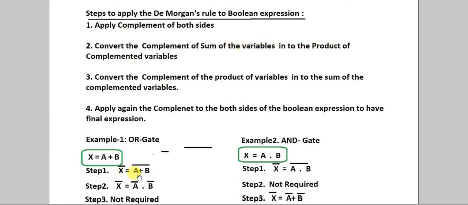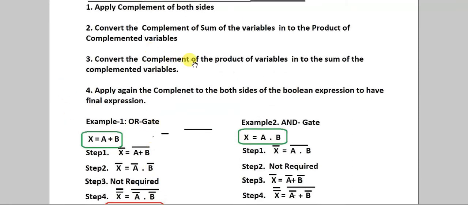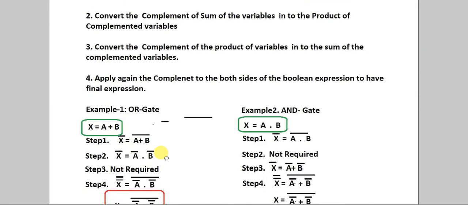So in this case we convert the complement of the sum of the variables to the product. Here we have the sum. So it says to convert the complement of A plus B into the product of the complemented variables, which is A complement dot B complement. So in this case the third step is not required, because the third step is the complement of the product. In this case the complement of the product is not there. It will be applied to the second example, the AND gate.